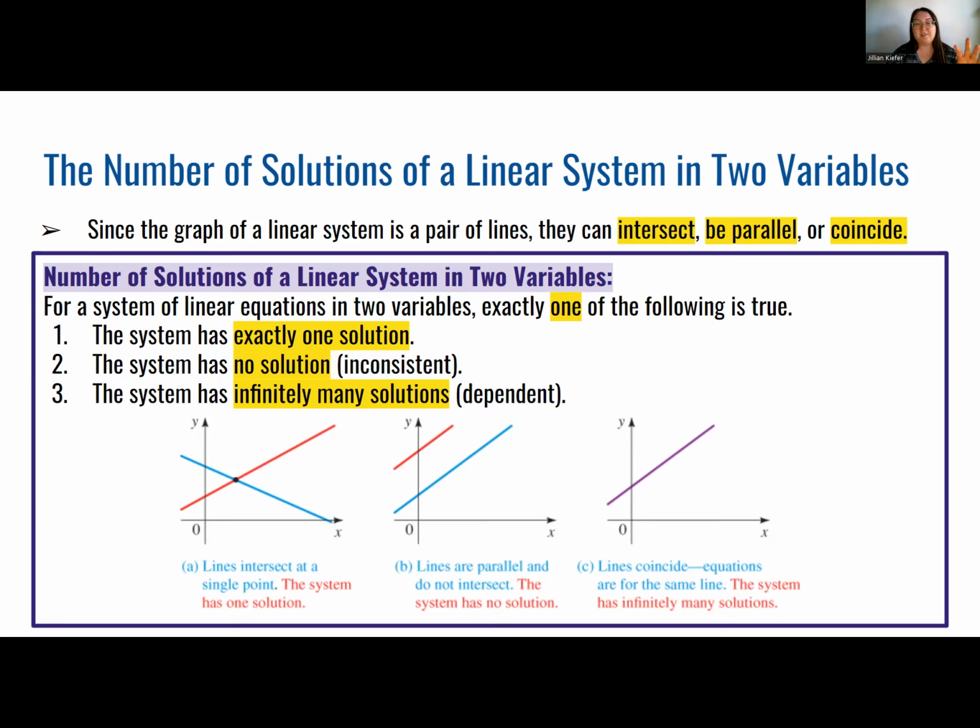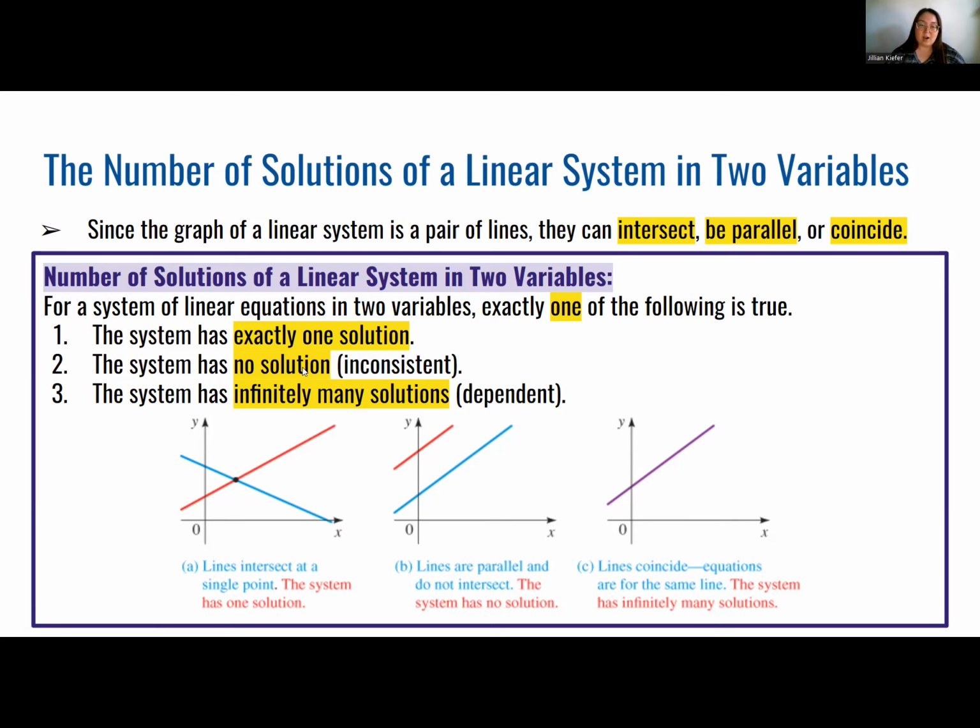For any system of linear equations, only one is true. You either have exactly one solution, which is what we just saw like 3 times over. One value of x, one value for y, and the two lines will just cross in one place. So that's like our graph A here. The lines intersect at a single point. The system has one solution.